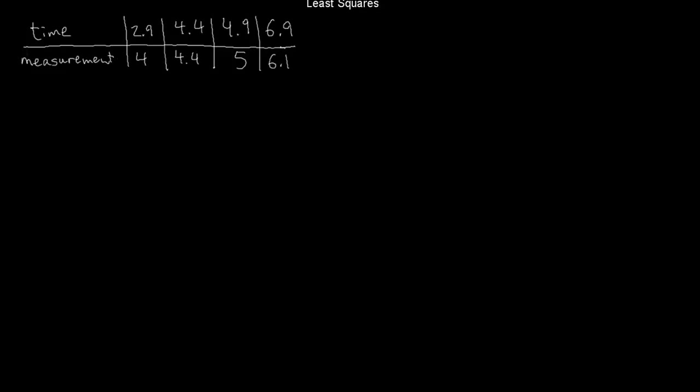Welcome back. For today's video, let's do some linear least squares approximation. So suppose I had this data. At time 2.9, I measured some measurement, I got 4. Time 4.4, I measured 4.4 again. At time 4.9, I measured 5. And at 6.9, I measured 6.1.